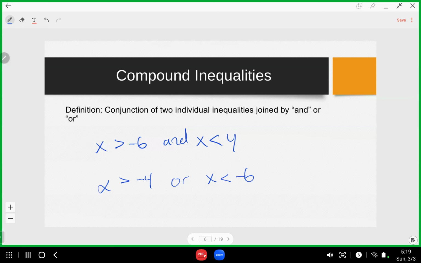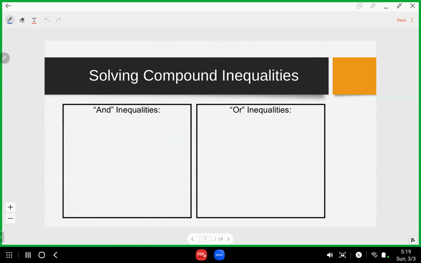You're just gonna have to solve them side by side, just like that. But when you have x is greater than something and x is less than something, and they can both coexist, it's and, you can solve them together, and I'll show you how to combine them in the next slide. So now we have and inequalities. Let's find an example, right?